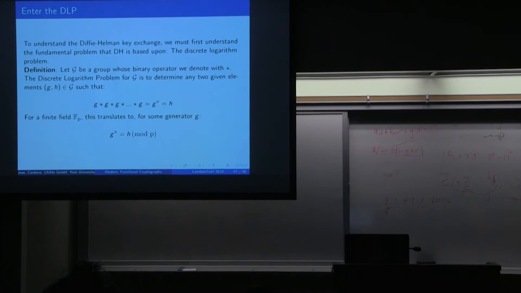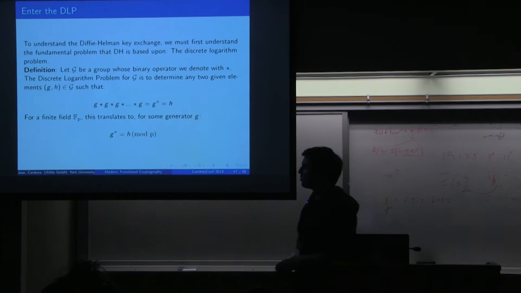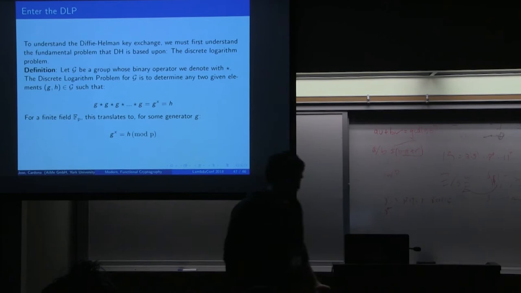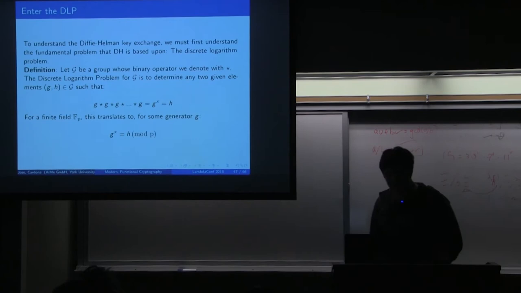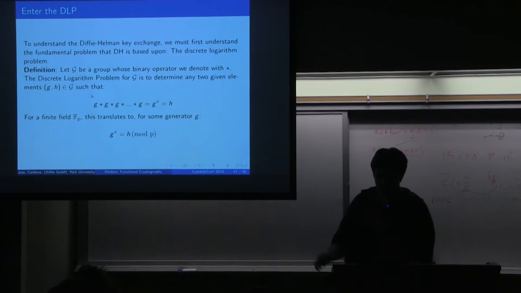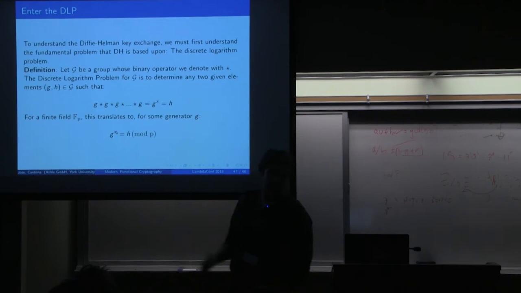And it's a really simple problem. It's simply applying the binary operator n times. So basically, figuring out this x. If you don't know x, and you know g and you know h, figure out what x is. Essentially, for a finite field Fp, a finite field built from the integers mod a prime, it translates to g to the power of x is h mod p. And you are solving for x. You know g, you know h, and you know p.